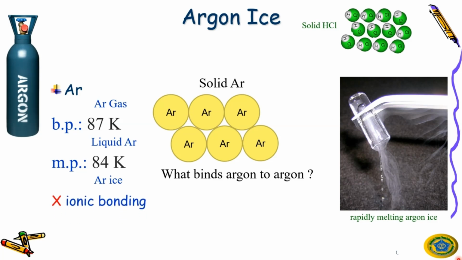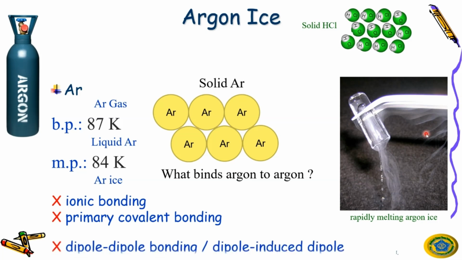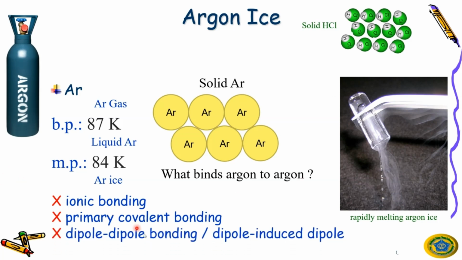Okay, so is the bonding between argon and argon ionic bonding, a primary bond? No, certainly not, right? How about a primary covalent bond? This is not a covalent bond at all. And I'm sure you understand that between these molecules is called intermolecular bonding, which belongs to the secondary bond. It's not a primary bond.